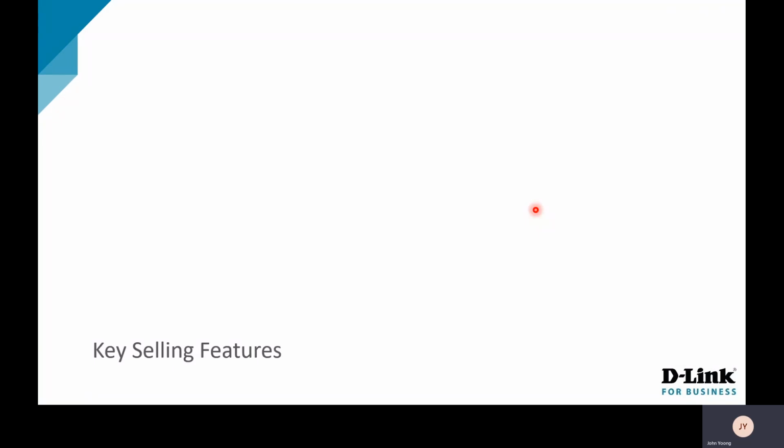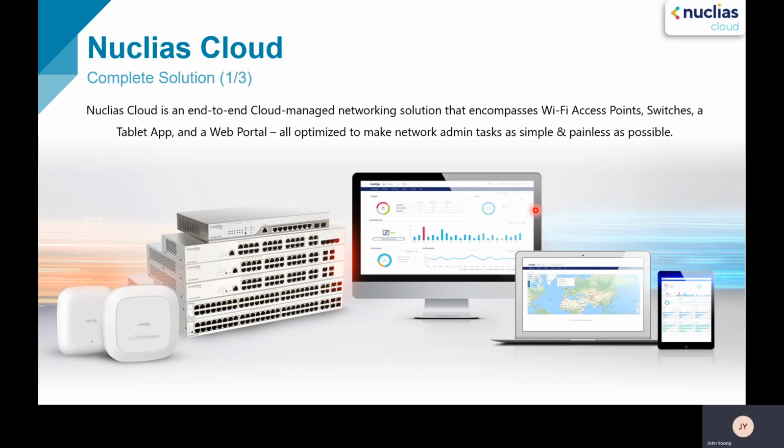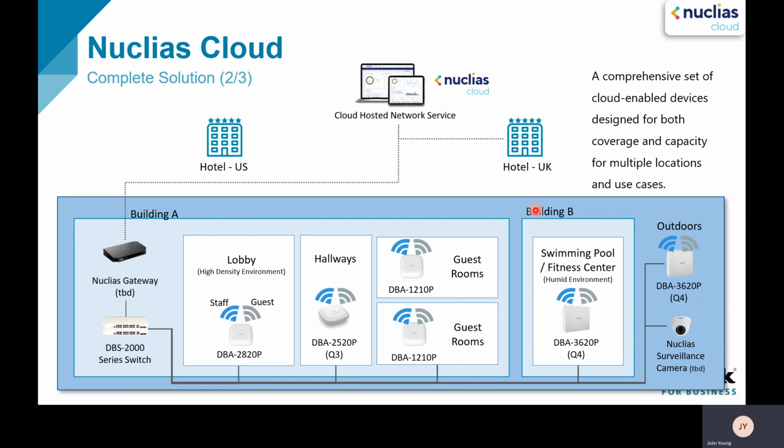Next, we have the key selling features for the Nuclias Cloud. We'll be able to manage all your APs and switches from anywhere in the world. Just log into our web portal, or you can use it through the tablet app, our Nuclias Cloud apps. If you want to manage, for example, multiple hotels under multiple countries, like the US and UK, you can through the web portal manage all the individual devices under this project site.